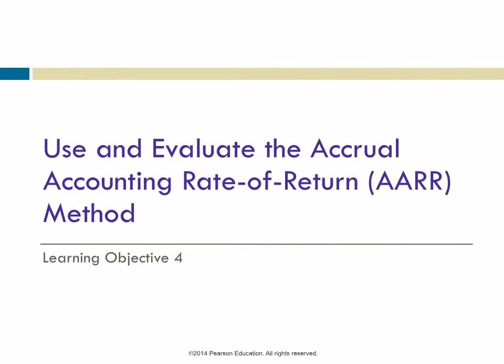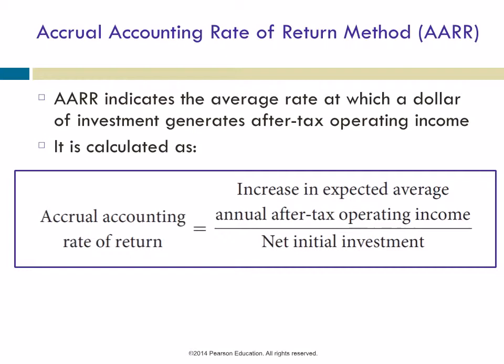So now let's talk about the accrual accounting rate of return. This is a fairly straightforward calculation. You just take the increase in expected average annual after-tax operating income and divide it by the net initial investment, and that gives you the average rate at which a dollar of investment generates after-tax operating income.